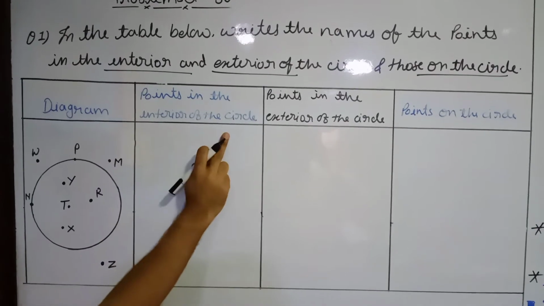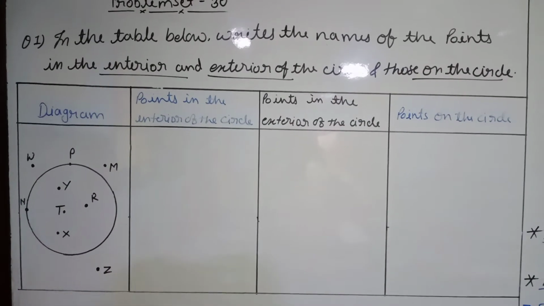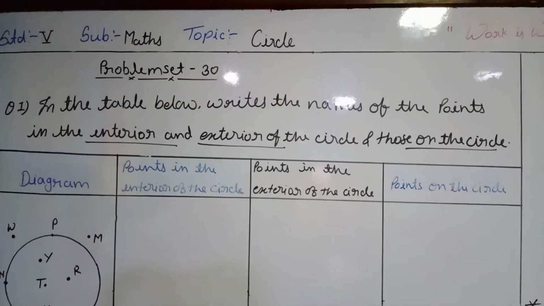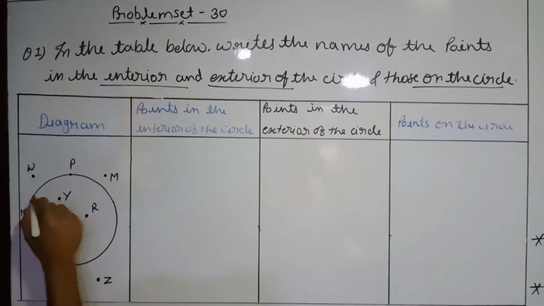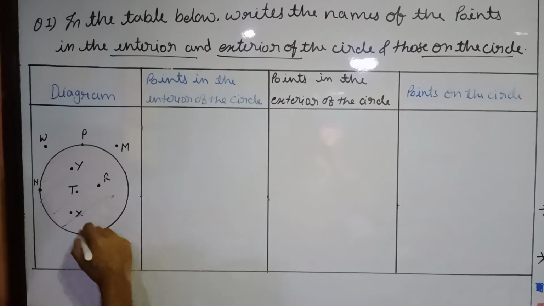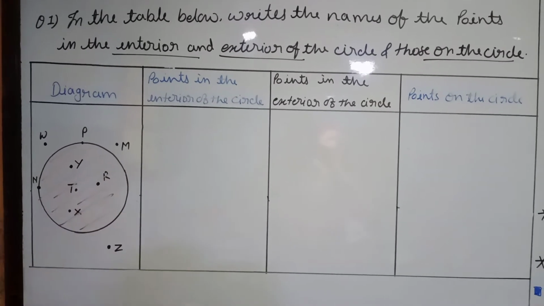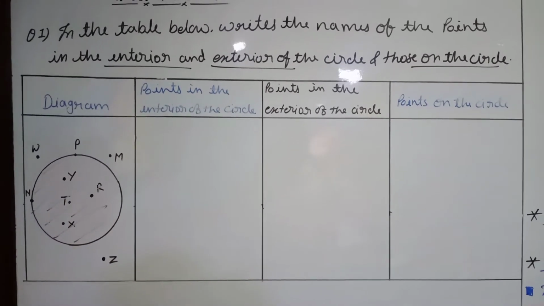Points in the interior part. As we learned, what is the interior part? If I make the shape like this red one for the interior, which points are going to come in that?